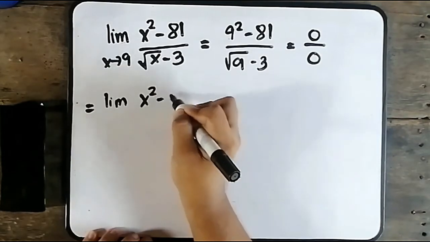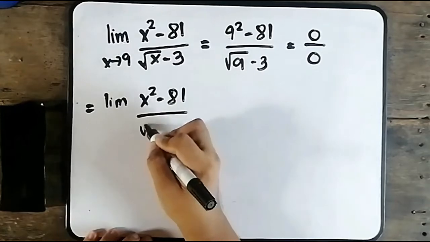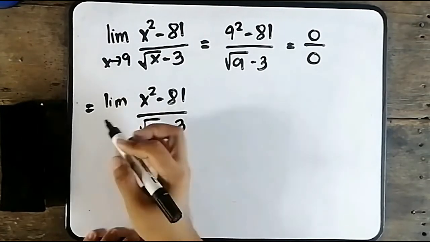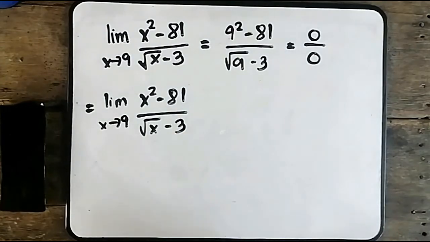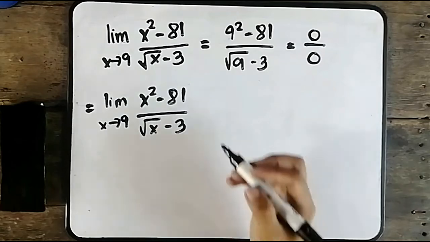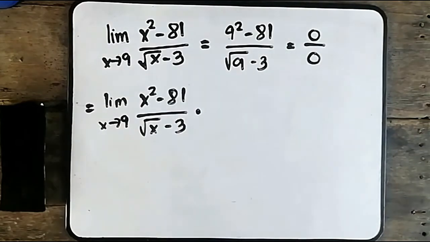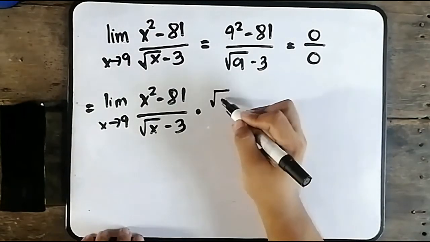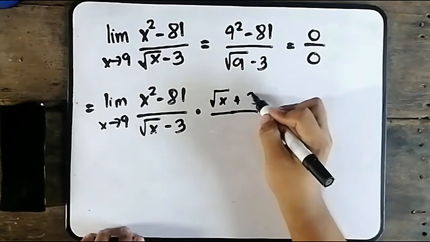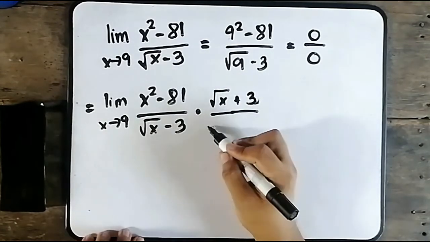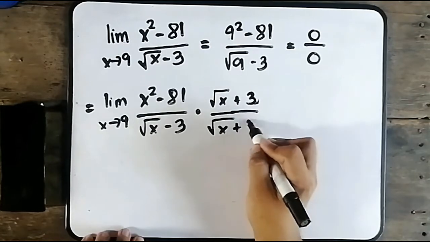So we multiply our radical with something para matanggal natin yung radical sign. And what is that? Okay, we multiply this by the conjugate of the denominator. What is the conjugate of our denominator? That is square root of x plus 3 over square root of x plus 3.